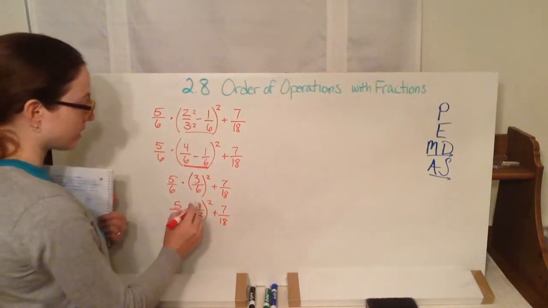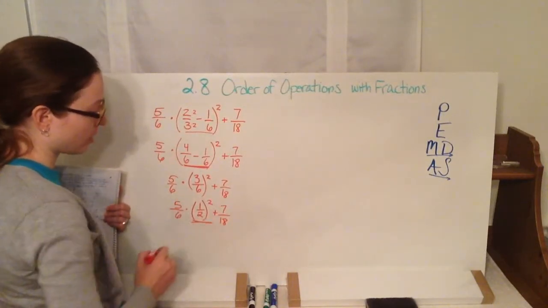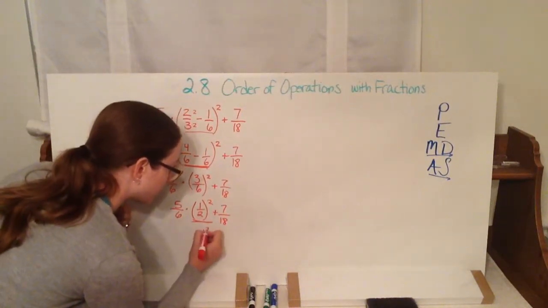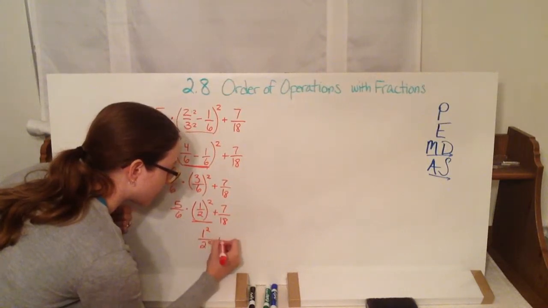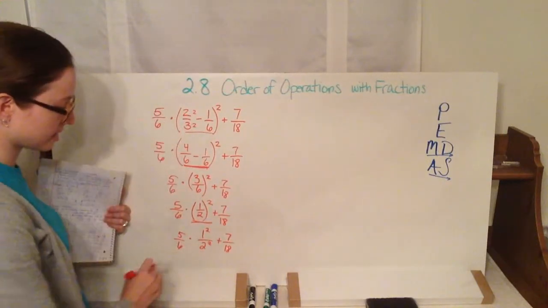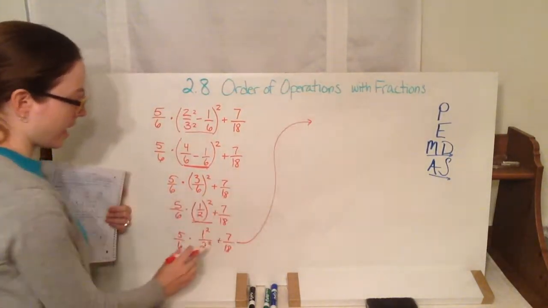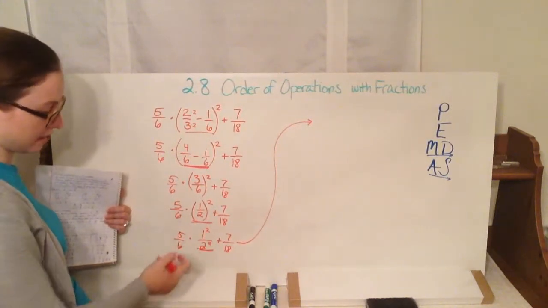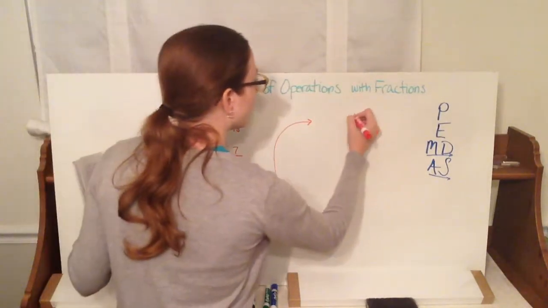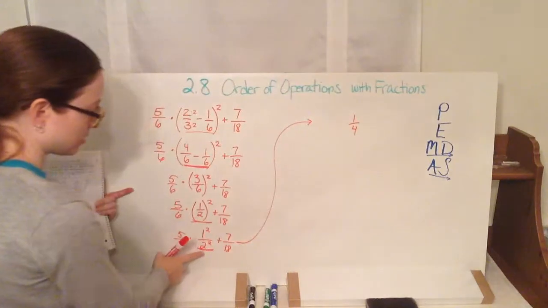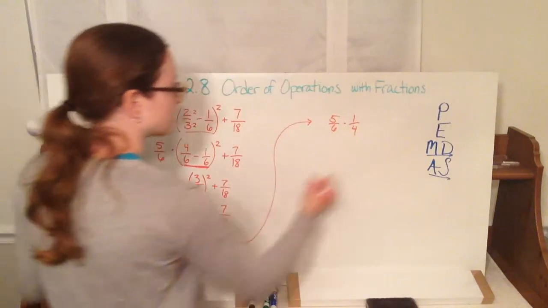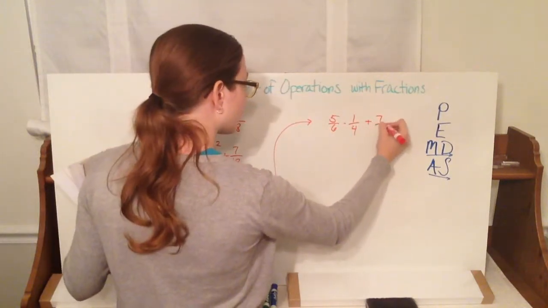So now we can finally do this piece here with the exponent. 1/2 squared is 1 squared over 2 squared. I'm going to rewrite this up top next. And I'll simplify this piece finally. So we have 1 squared is 1, and 2 squared is 4. So we have 1/4 where this piece was. So the 5/6 is still in front, and the 7/18 is still at the end.